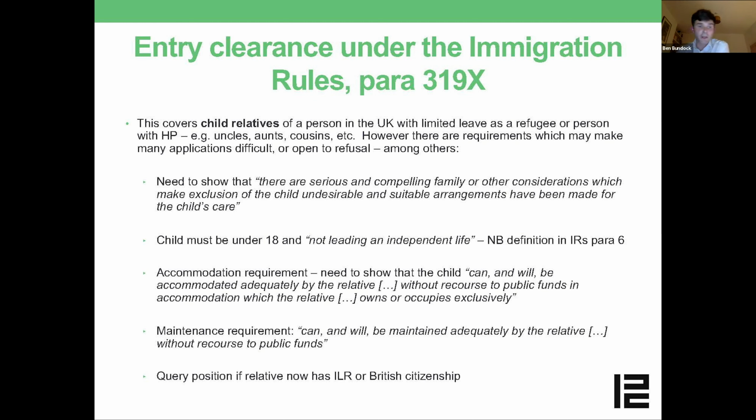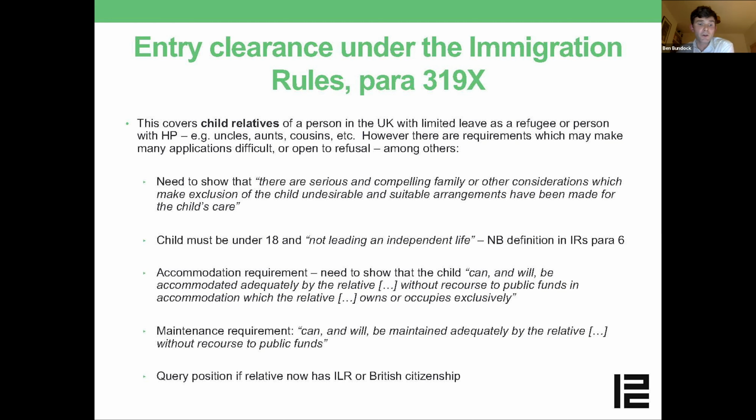And then two further, the accommodation requirement, the need to show that the child can and will be accommodated adequately by the relative without recourse to public funds in accommodation which the relative owns or occupies exclusively. And so it isn't hard to imagine that plenty of people in this country would struggle to show this, not least people who have arrived relatively recently, having fled their country and obtained refugee status or humanitarian protection. Likewise, with respect to a maintenance requirement under this rule, that you have to show that the child can and will be maintained adequately by the relative without recourse to public funds.